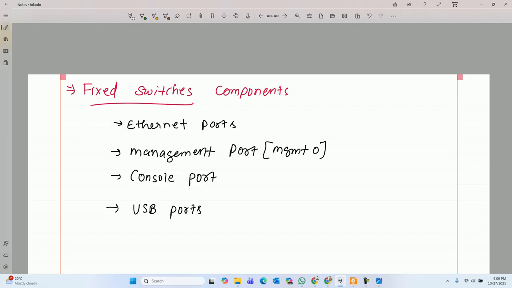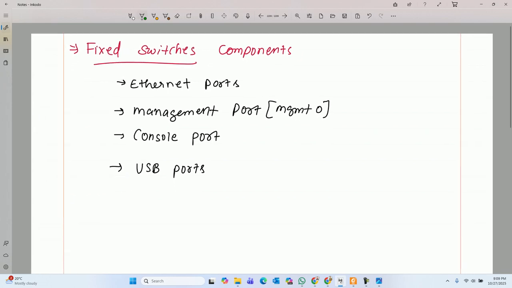Hello? I'm audible. Hello. Okay, so what is the use of this USB port, guys? Okay, I think I'm not audible.